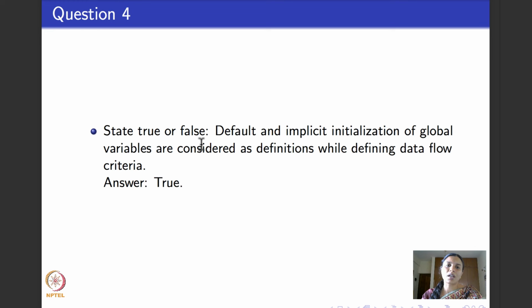The fourth question asks another true or false statement. It asks whether default and implicit initializations of global variables, specifically in programs written in C or Java, are to be considered as definitions or not. Because they are implicit initializations, they are not explicitly given by the program, but it doesn't mean that the values are not there, right? The values are very much present. So they have to be considered as definitions even though they are not explicitly present as statements in the program. So the answer to this question is true.